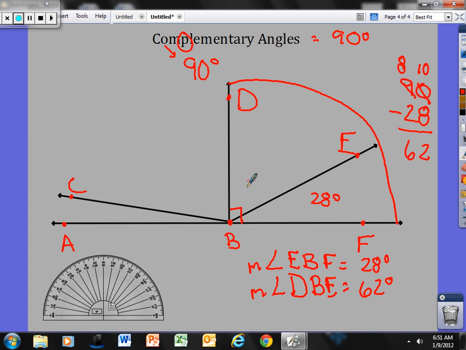So that means this section here is 28. I'll do my little arc here. And this section here is 62 degrees. Together, these two angles are complements of each other, and complementary angles always equal 90 degrees together.